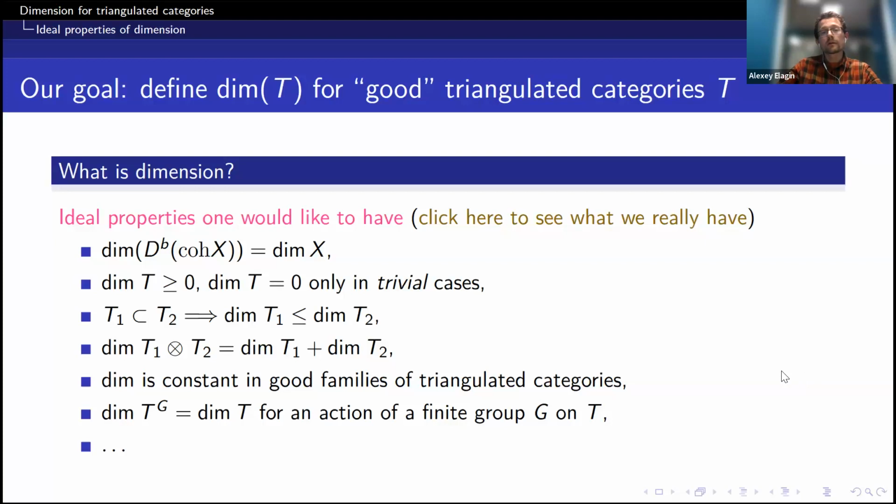But still, it seems natural to state these properties first, then to discuss the two notions of dimension that we have, and then to see which of these properties are satisfied and which are not.